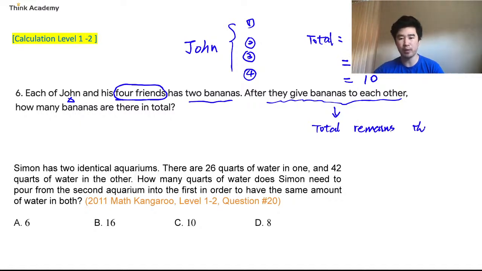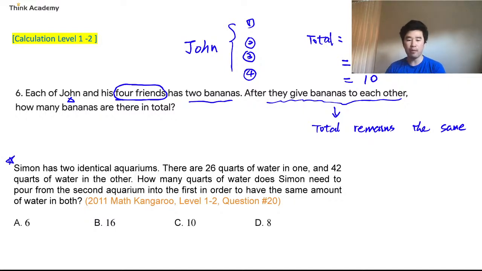Alright, this is the most important part in this problem. Total remains the same. So no matter how we are going to give our bananas to other friends, the total remains the same. If we understand this, let's jump into a little practice here. Okay, let's do this practice.